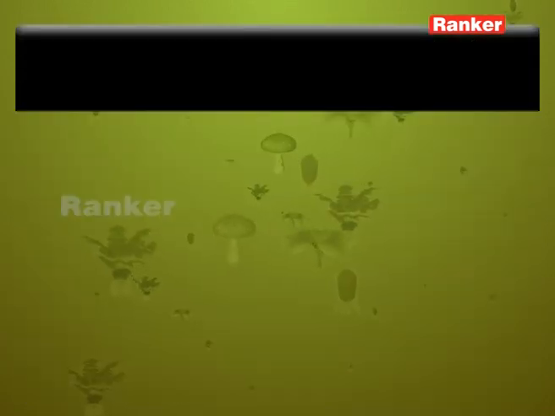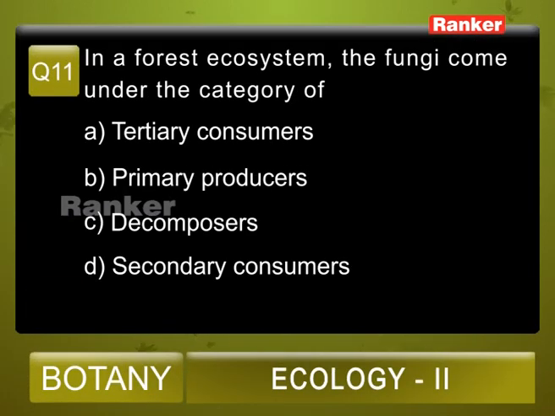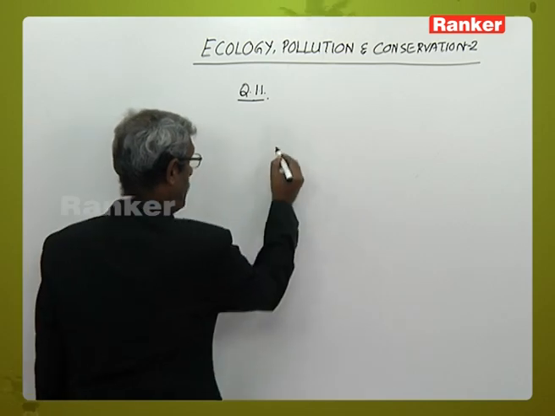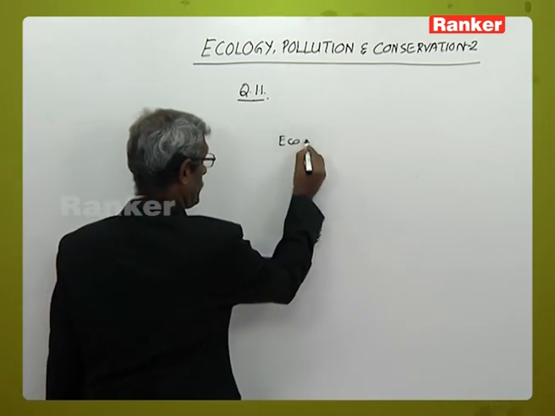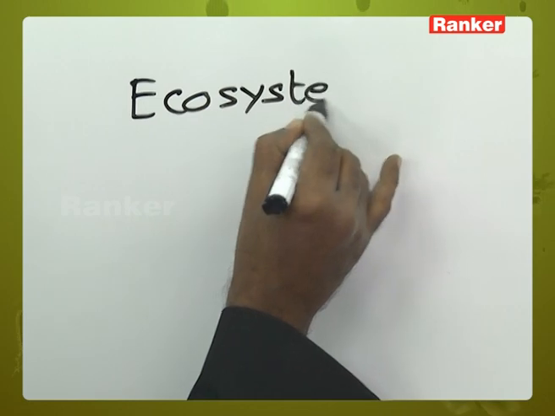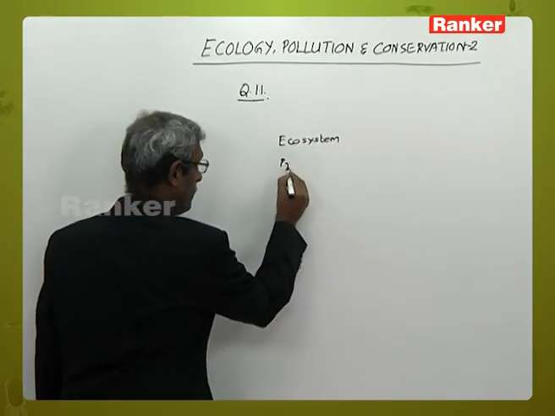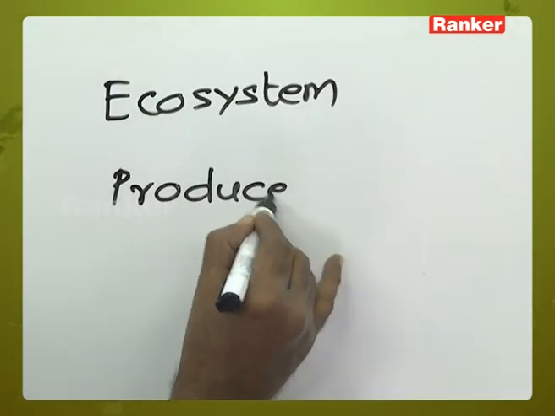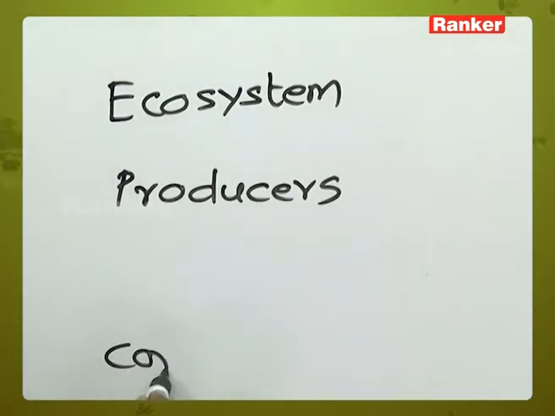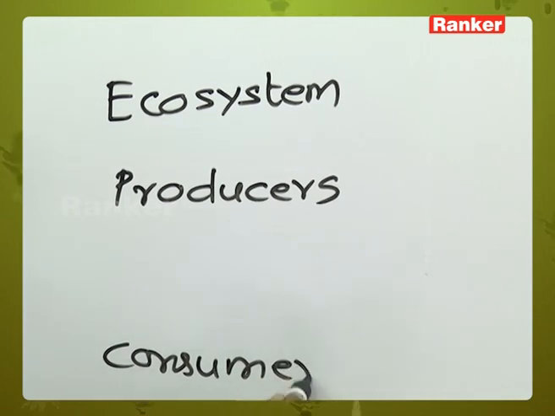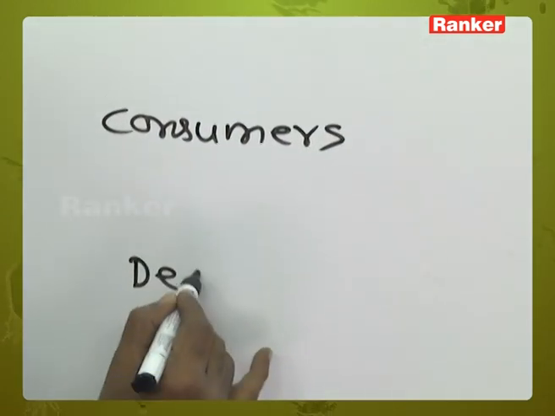Question number 11. In a forest ecosystem, the fungi come under the category of A, tertiary consumers, B, primary producers, C, decomposers, D, secondary consumers. Whenever we take an ecosystem, in an ecosystem we have the producers, next we have the consumers, and third we have the decomposers.